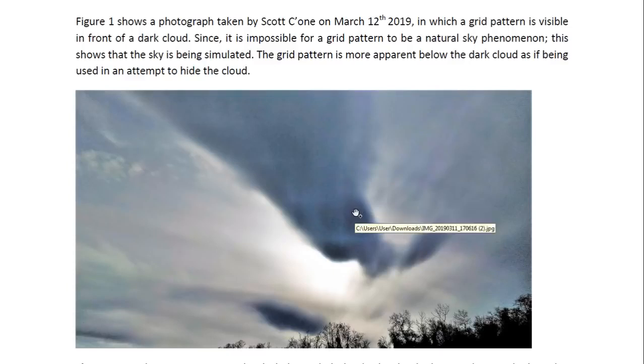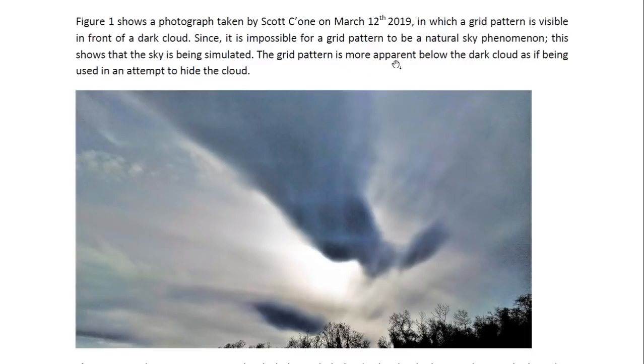Now, since it's impossible for a grid pattern to be a natural sky phenomenon, this shows that the sky is being simulated. That's the only possibility we have here. And you can see that this pattern doesn't even continue here. It seems to just be in front of this cloud. Although there seem to be some more straight lines here, intersecting straight lines there. Lines there, some other lines there. And that, of course, could be attributed to chemtrails, but not this. This does not look like chemtrails at all, and chemtrails are not blue either.